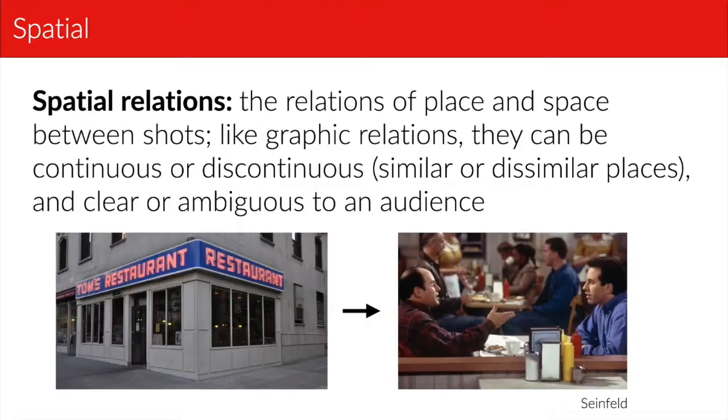You can have spatial relations between shots, the relations of place and space, and like graphic relations, they can be continuous or discontinuous, meaning you're made to feel like you're in similar or dissimilar places, and they can be clear or ambiguous to the audience. The audience cannot know sometimes where they are, their location as viewers.